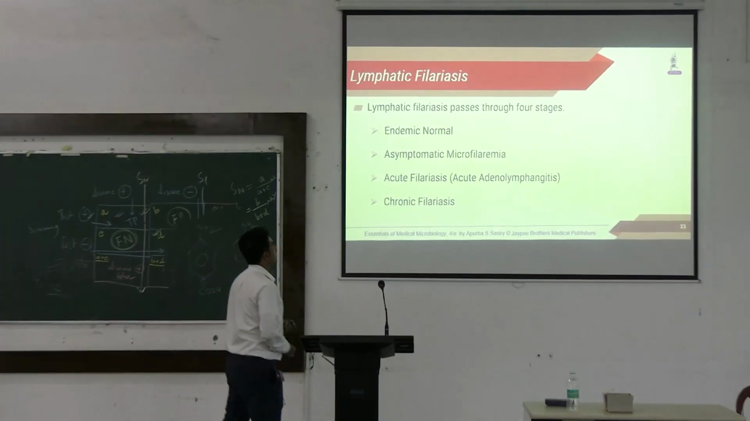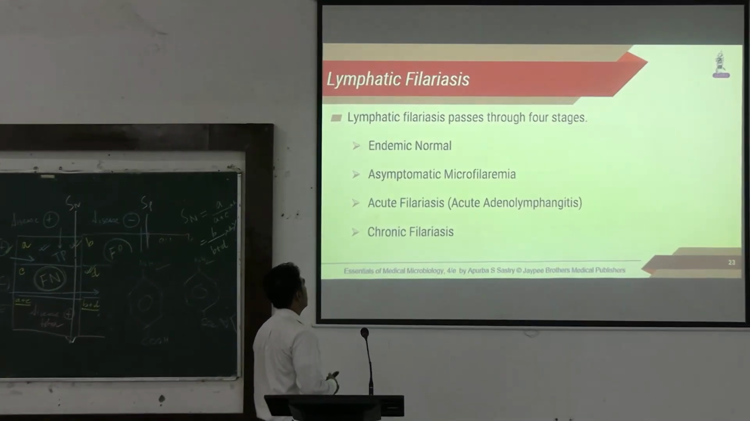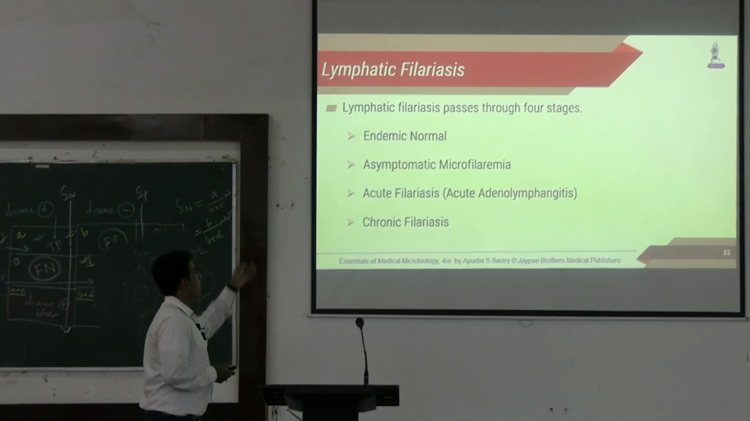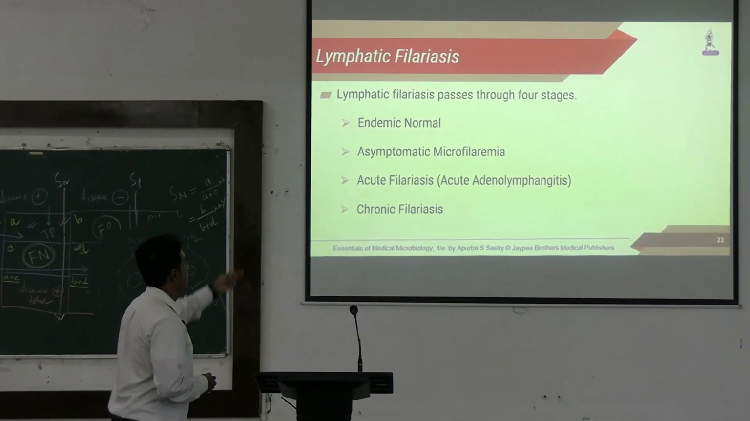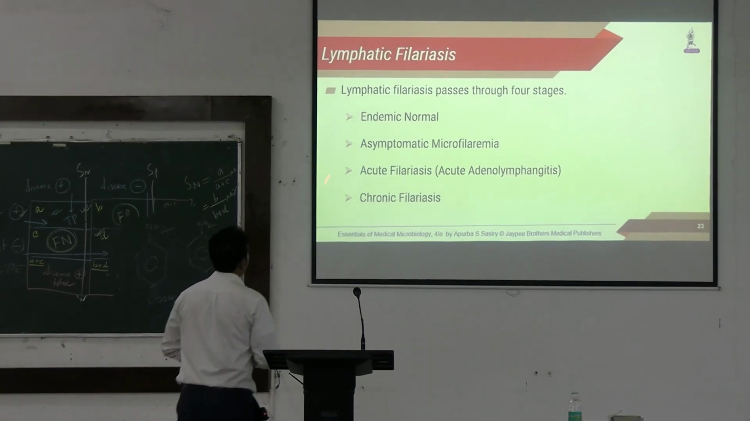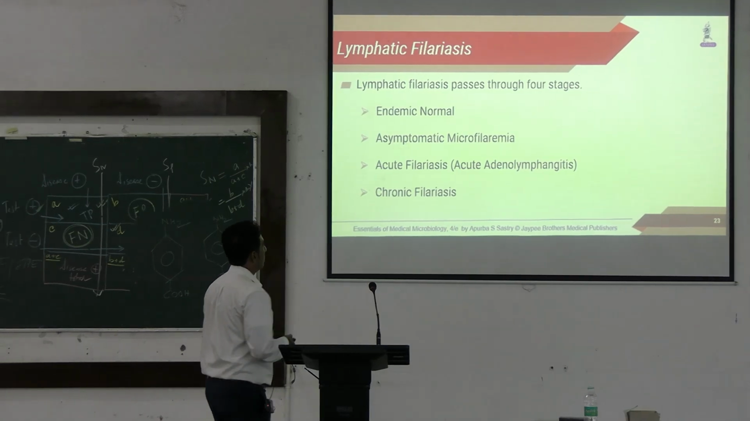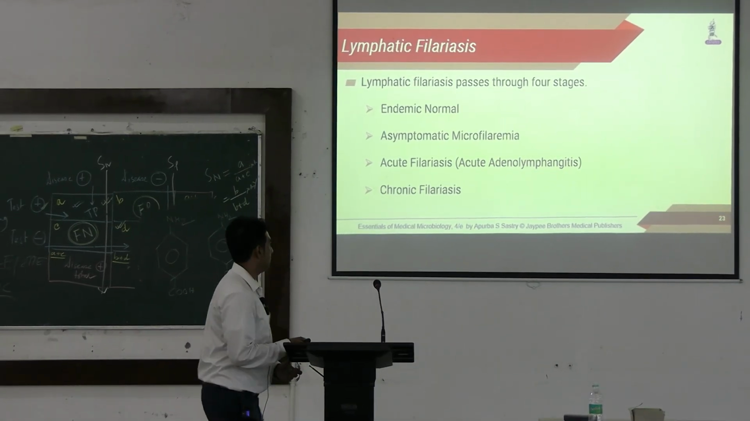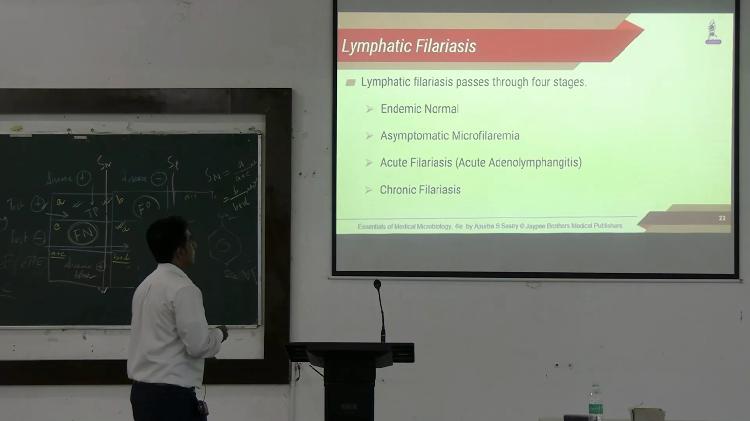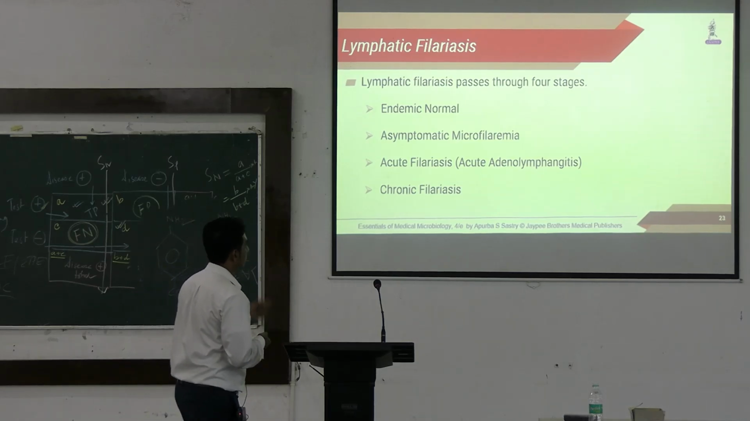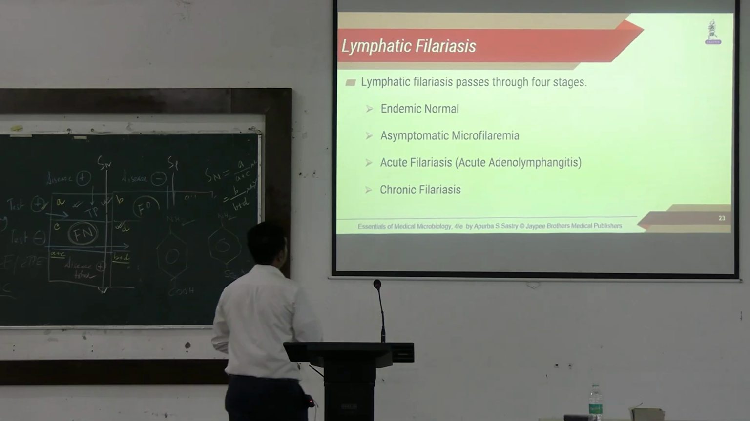The lymphatic filariasis passes through 4 stages: endemic normal. A lot of people in these affected districts are endemic in nature. They do not produce any symptoms. Then asymptomatic microfilariae: microfilariae can be seen in their blood, but they do not produce major symptoms. Then acute filariasis, when there is acute adenolymphangitis of the vessels, and chronic filariasis.